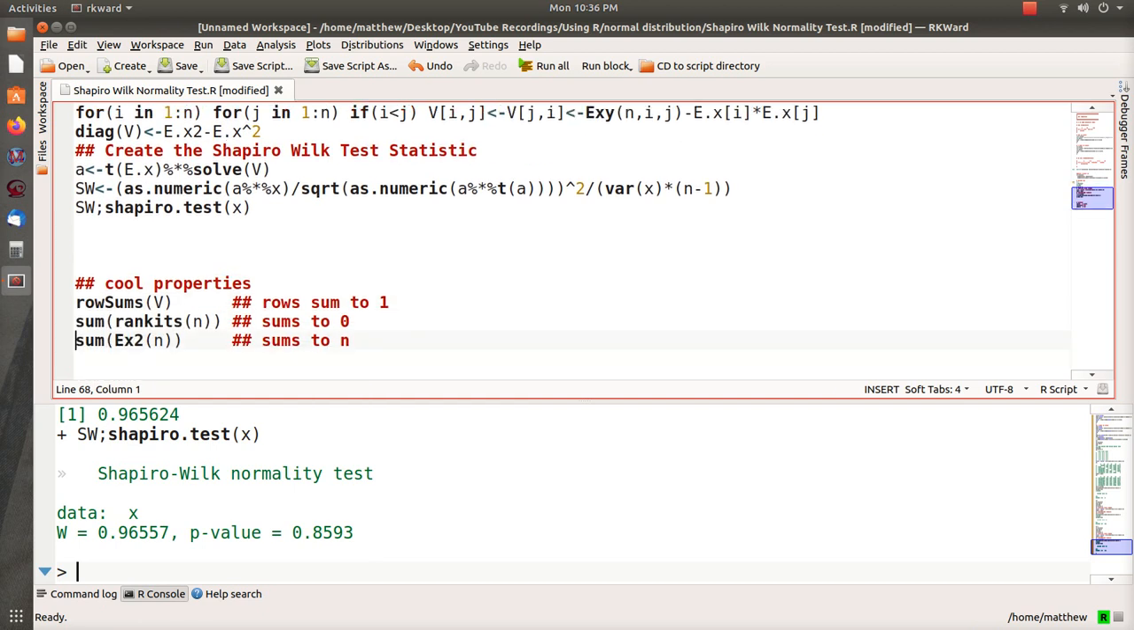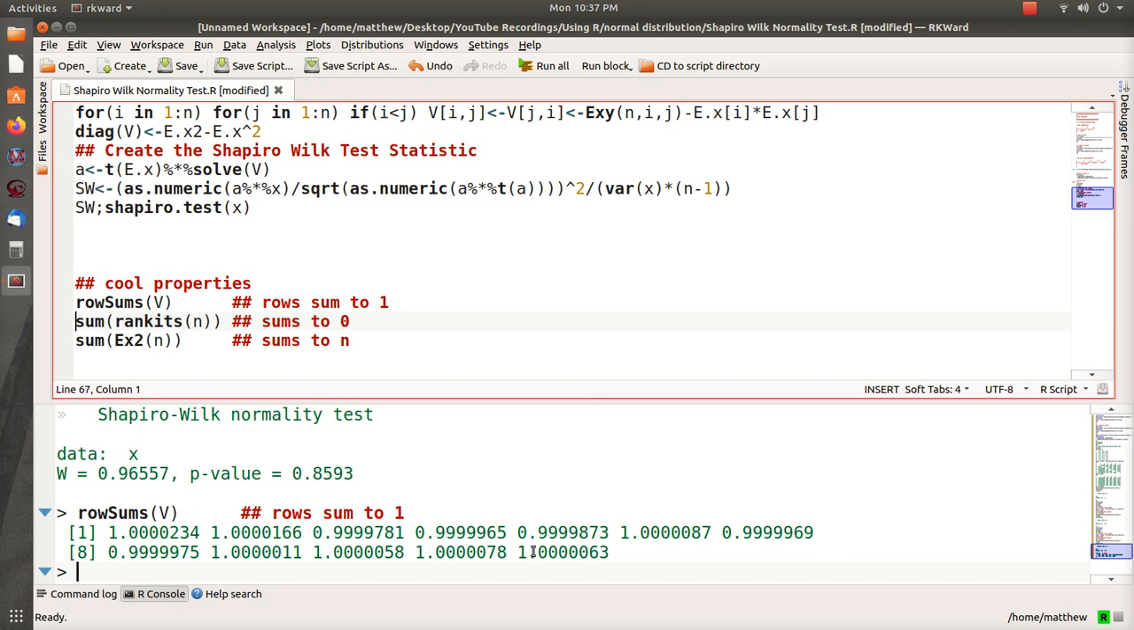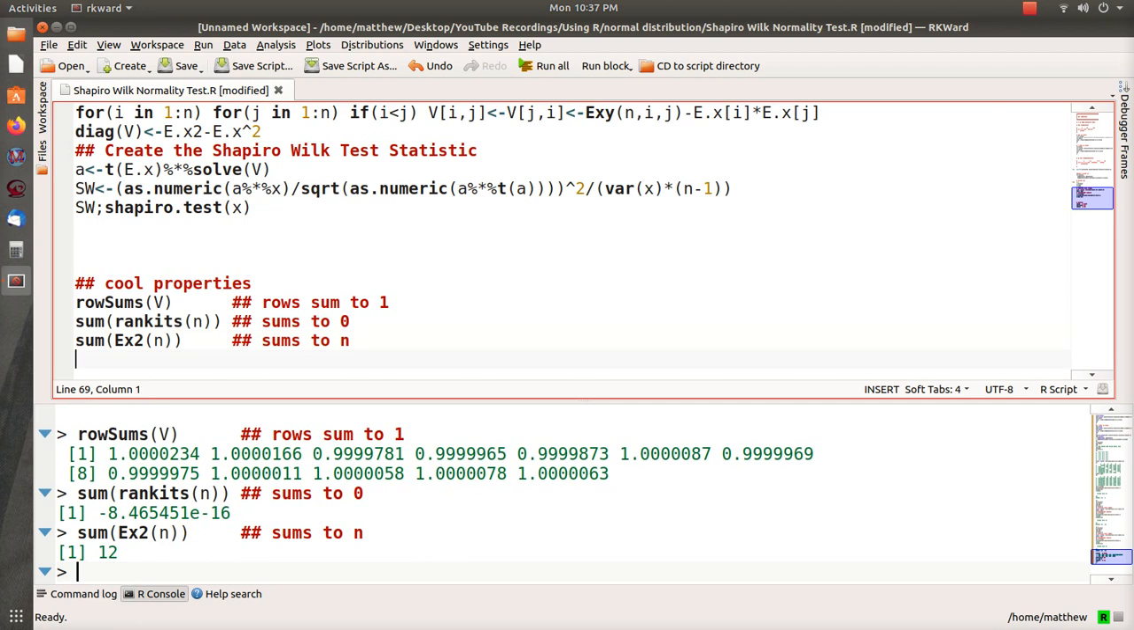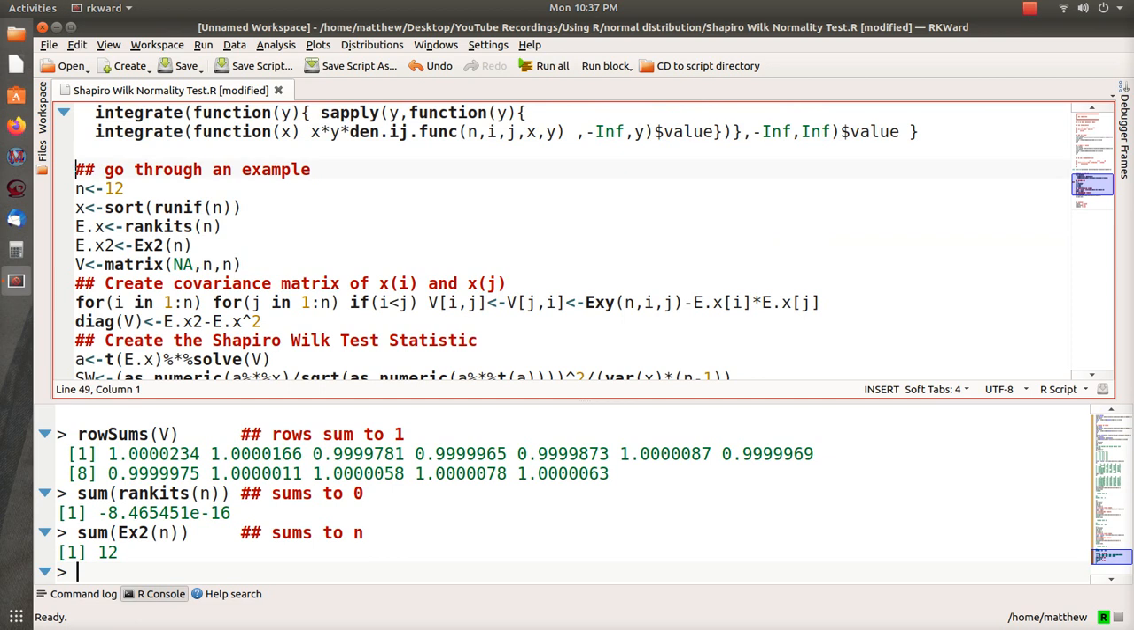But here are some cool properties that I'll probably put out a video on soon. If we calculate that covariance matrix when we have order statistics from a standard normal, the rows of the covariance matrix sum to 1. Notice in R, it's only really close, 5 or 6 decimals close. The sum of the rankits should be 0, and it is. It's really close to 0. There's rounding error in it. And the sum of the second moments vector should sum to whatever length that vector is. So in this case, it should sum to 12. Yep, and it does.